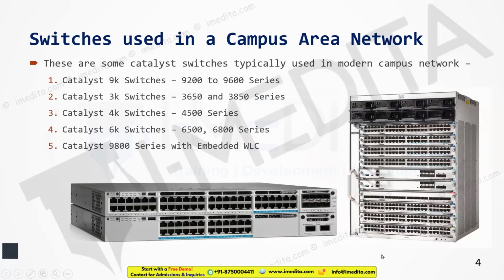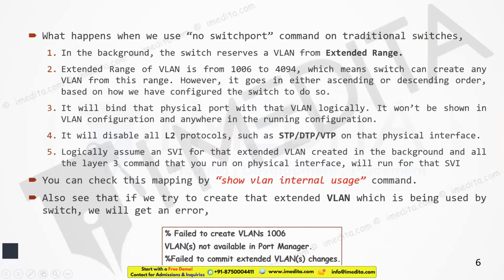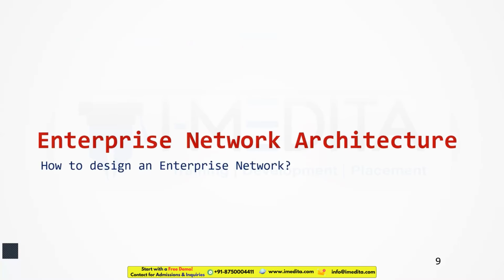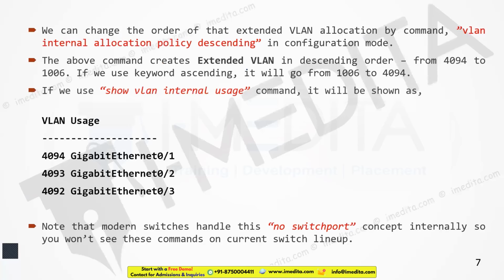Our next topic is the design. This topic is done, by the way, and you can practice it now. You can practice converting the port from L2 to L3 and L3 to L2 and see what changes. See if you see that VLAN internal allocation command in real devices or in EVE-NG. Try to change that from ascending to descending. Do whatever things we have discussed today.